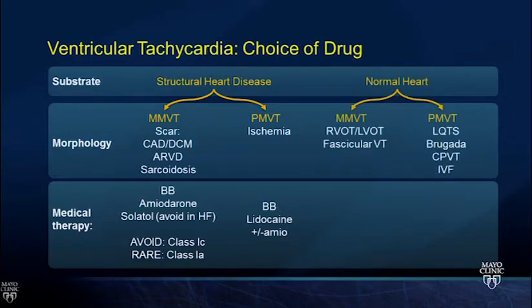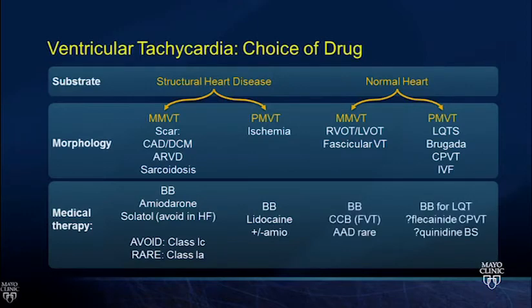Now, if they have a normal heart, this is our idiopathic VT. So monomorphic VT, it's idiopathic VT, fascicular VT. Consider beta blockers or calcium channel blockers. For fascicular VT, we talked about verapamil. That's the buzzword for fascicular VT.